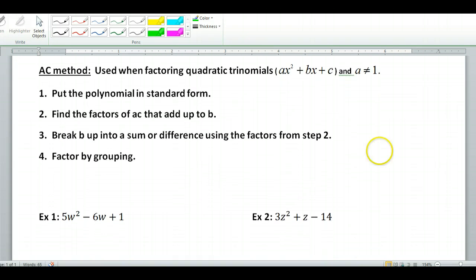When do we use the AC method? Well, it's used when factoring the quadratic trinomial ax squared plus bx plus c when a is not equal to 1. Now the steps are real simple, and the thing you have to understand is once you do one problem, all of the other problems are identical. It's just being able to work with the numbers.